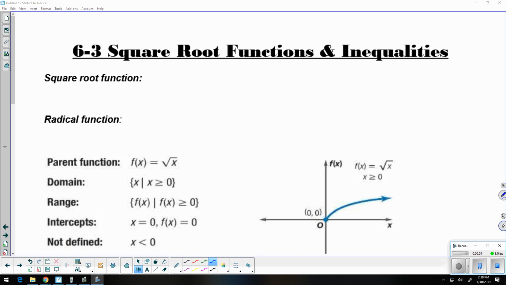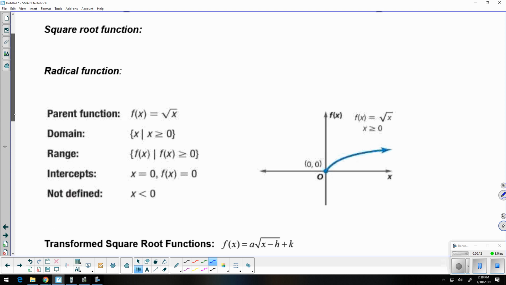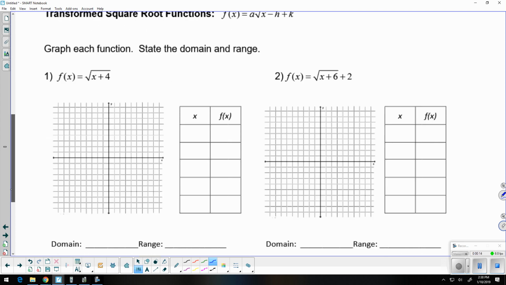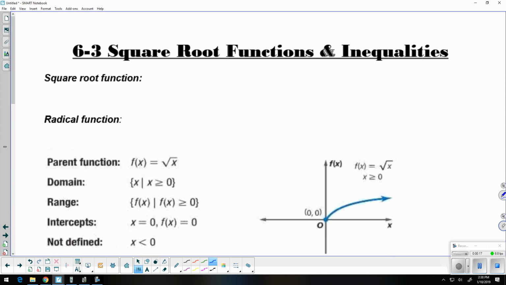We are now in section 6-3, and as you can read the title at the top, it is square root functions and inequalities. You can obviously glance through and see there are coordinate planes all over the place, so we're obviously graphing. This is really our only graphing unit in this chapter, so if graphing is not really your thing, you don't have too much to worry about. Not to mention, these are pretty easy to graph overall, so it shouldn't really be too much of a problem.